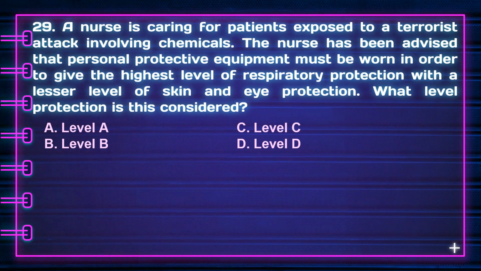So when you talk about level C, it incorporates the use of air purified respirator. There is also presence of chemical resistant coverall with splash hood, and level D is the same as a work uniform. Then the best answer for this one is letter B, level B, because level A provides the highest level of respiratory, mucous membrane, skin, and eye protection. So in this case, 29, the best answer is letter B.